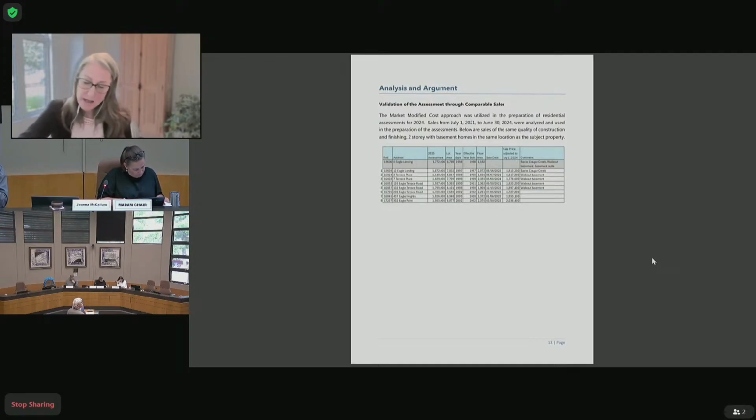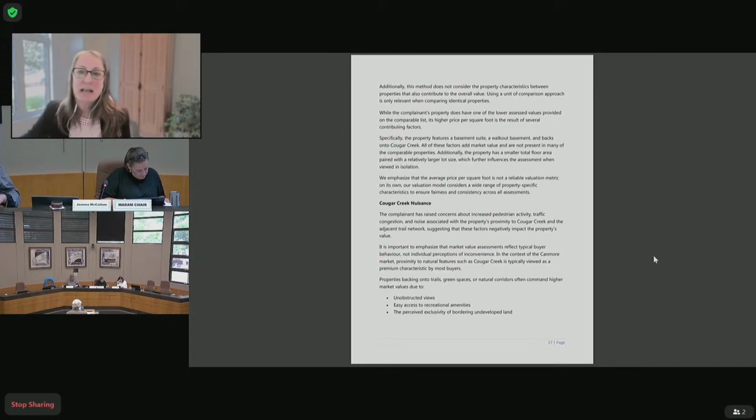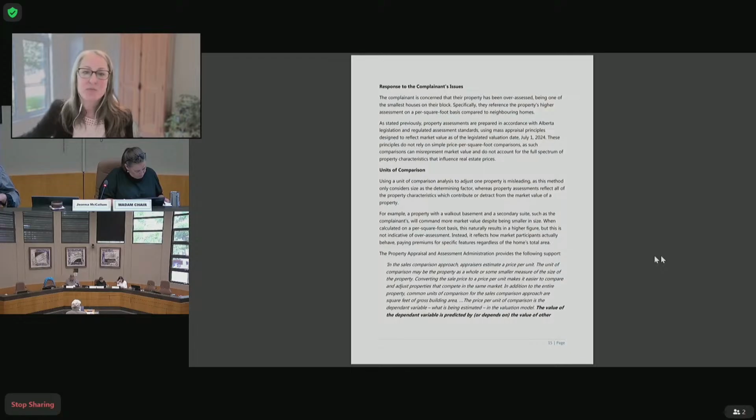So now on page 15, or my page 15, the complainant argues that their property has a higher assessment on a per square foot basis, although it is one of the smallest homes on the block. I just want to point out that a per square foot comparison is not a reliable method of assessment in a mass appraisal system, because our approach accounts for all of the property characteristics, not just the living area of the property.